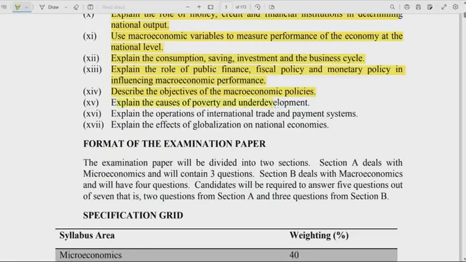describe the objectives of macroeconomic policies, explain the causes of poverty and underdevelopment, explain the operation of international trade and the payment system, and lastly, explain the effects of globalization on the national economy.